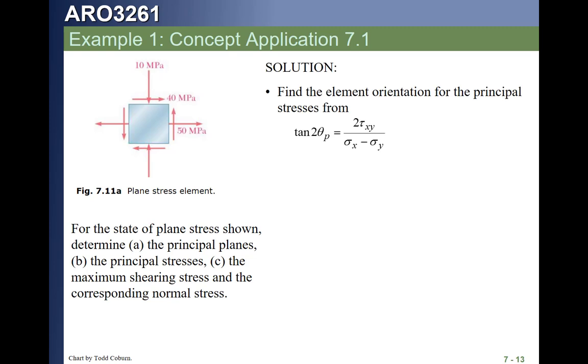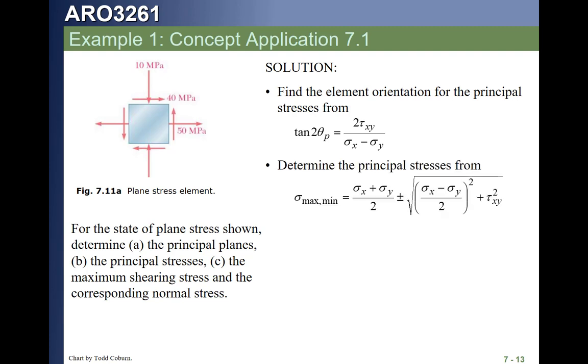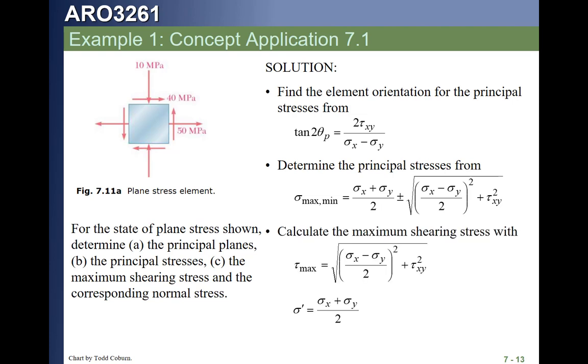We can just plug that into our equations and calculate those principal angles, the principal stresses, and the maximum shearing stresses. We get the angle of where the normal stress is maximum from this equation, plug and chug. We're going to get the principal stresses for the element at that angle from this equation, plug and chug. And then we can calculate the maximum shearing stresses by just taking the magnitude of the last part of that equation. We can also, if we wanted to, find out what the average is.